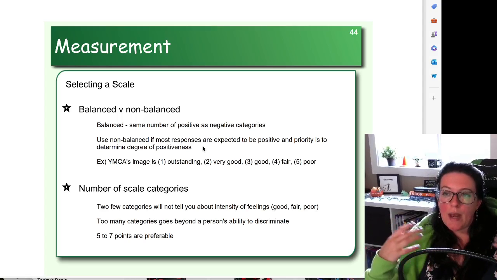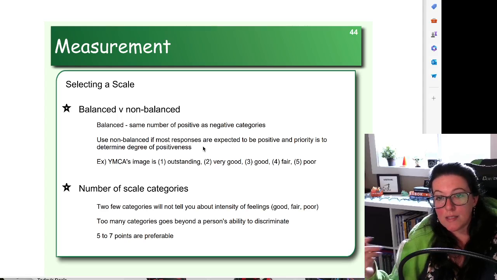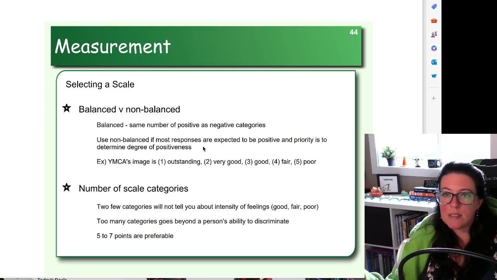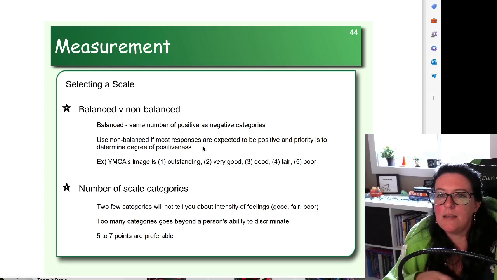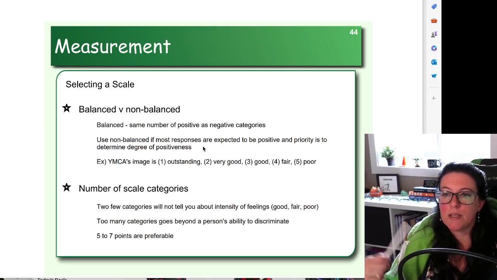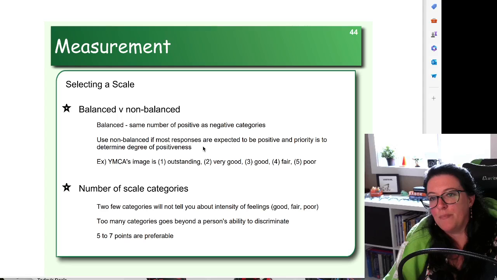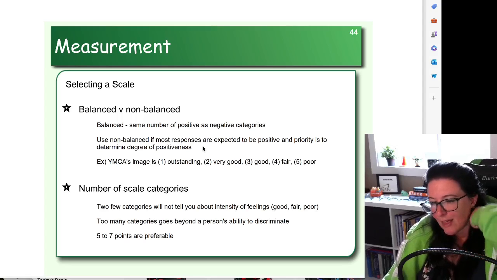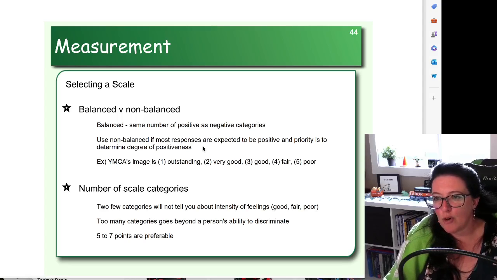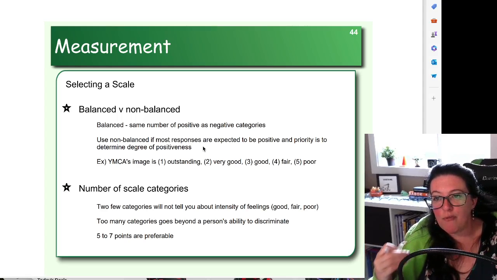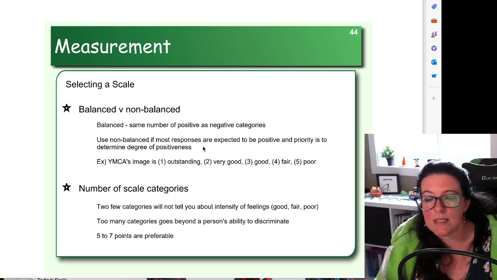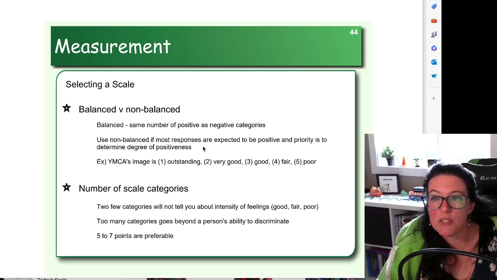But what if you assume that everyone is going to be giving you positive feedback? So no one hates the YMCA. The YMCA's image is outstanding, very good, good, fair, poor. So notice how it is shifted. It's unbalanced in that question because we expect all the responses to be generally positive. And we're just trying to get to how positive. So if you have reason to believe that all the responses will be all positive or all negative, you can make the question unbalanced. But make sure that that's an informed decision, that there really is a reason to think that their responses are going to be skewed that way.